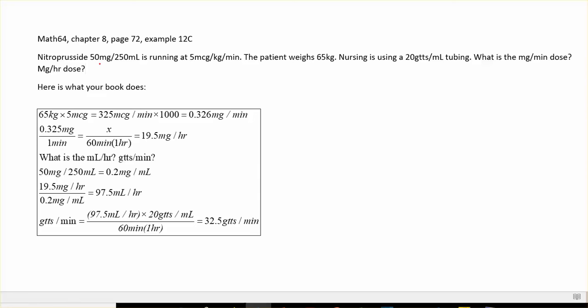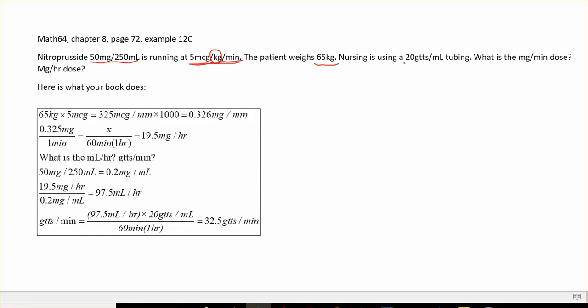So I have this nitroprusside, I don't know if I'm saying that right, and this is the strength in which it comes, 250 milligrams per 50 milligrams per 250 milliliters, and this is the rate at which it's running. Okay, the patient weighs 65 kilograms, and by the way, when I look at this 5 micrograms per kilogram, what catches my eye is that kilograms. That tells me that I'm probably going to be using weight somehow in there. And sure enough, that's the next thing they give me in the problem, that the patient weighs 65 kilograms.